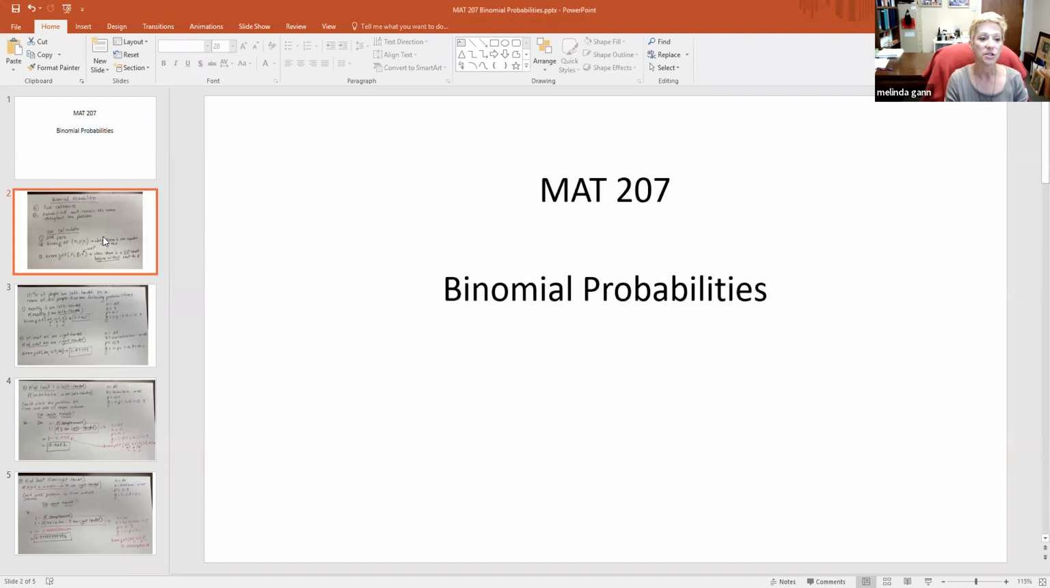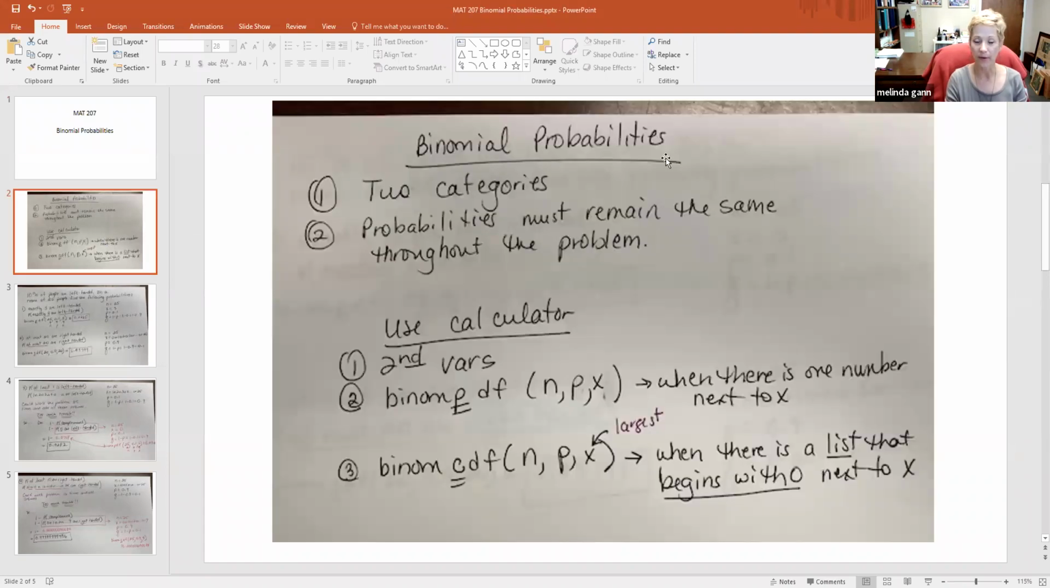All right, so do we understand that on binomial probabilities, you can only have two categories? That happens a lot. You live or you die, you pass or you fail. You flip the coin and get heads or you get tails. Either you're left-handed or you're right-handed. And then the probability has got to be the same throughout the problem.